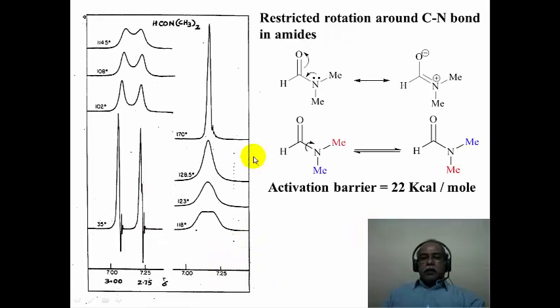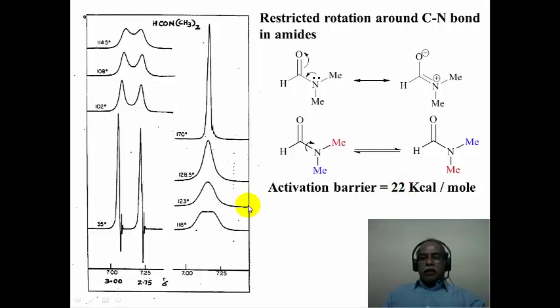This is another standard textbook example of a restricted carbon-nitrogen bond rotation in amides. N,N-dimethyl formamide is discussed here. Because of the participation of the nitrogen lone pair delocalizing onto the oxygen, the molecule attains a sort of double bond character between the carbon-nitrogen bond. Because it has a double bond character, its activation barrier for free rotation is fairly high. So this molecule does not undergo free rotation at room temperature.